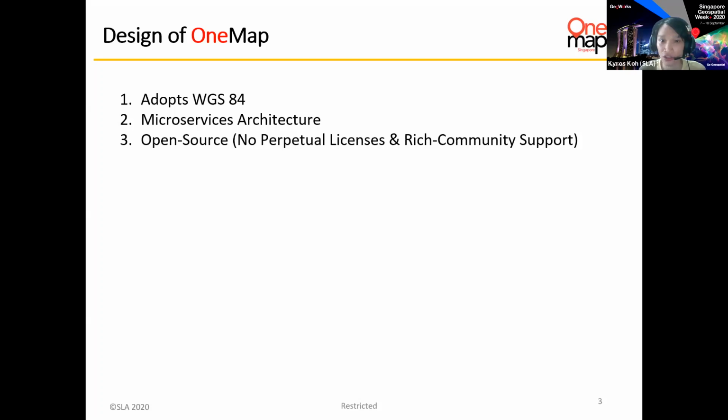I have a question in the chat. Yes, OneMap adopts WGS84. We have projections of 4326 and 3857. Basically our data is 4326.